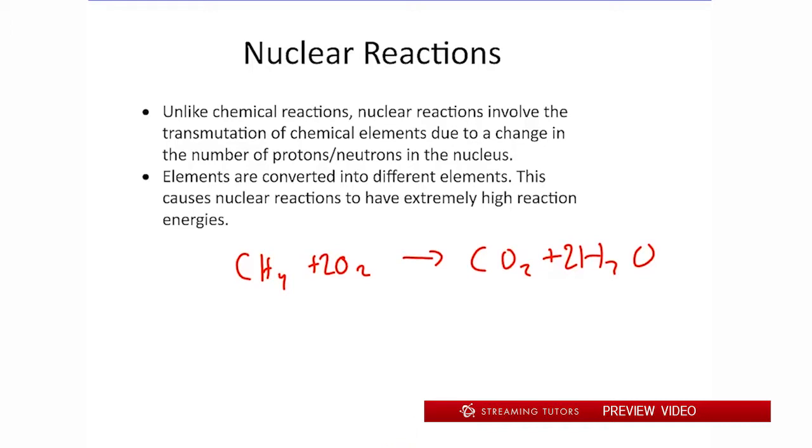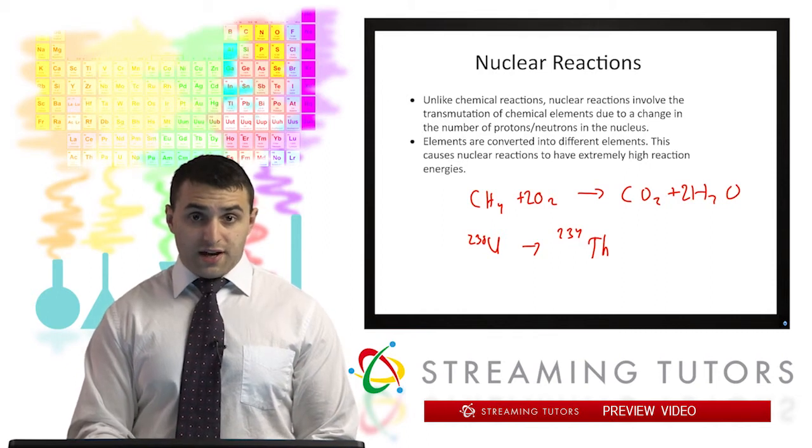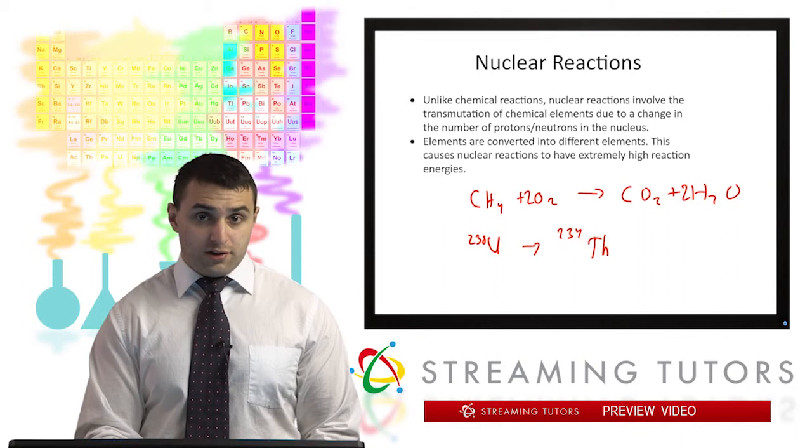On the other hand, in a nuclear reaction, we have elements changing into other elements. So we can have something like uranium-238 changing to, let's say, thorium-234, or something like that. So that's what distinguishes a nuclear reaction. We have a change in the identity of the elements that are taking place in a nuclear reaction.